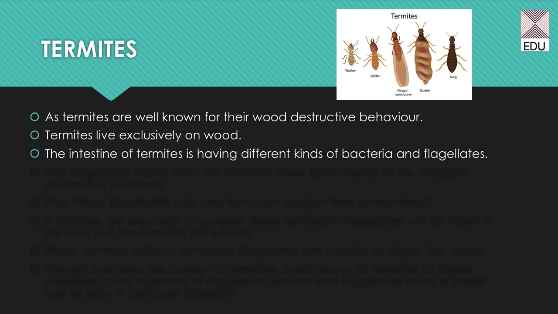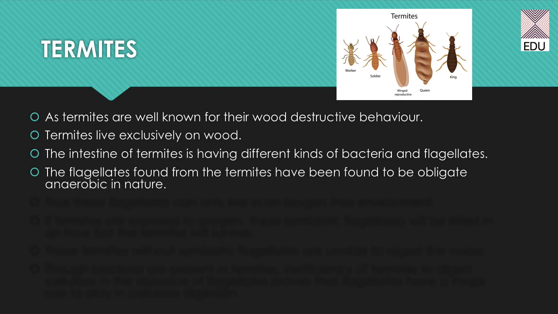The intestine of termites has different kinds of bacteria and flagellates. Here you should emphasize flagellates. Flagellates are protozoans, as you have studied Euglena. Euglena is a flagellate. But here, there is a colony of different types of bacteria and flagellates in the intestine of termites. So I want to emphasize that termites do not have only bacteria, but they also have flagellates.